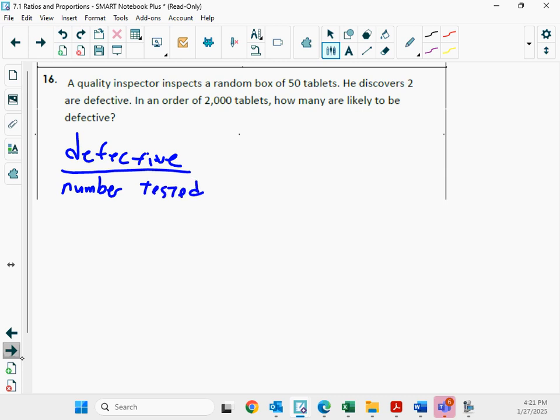which means I can set up a ratio and write this out. This will save you from making silly mistakes on a test when you actually write it out. With 50 tablets tested, 2 were defective. With 2,000 tablets tested, how many are defective? That's exactly how we set up a ratio from a word problem. So we cross multiply.